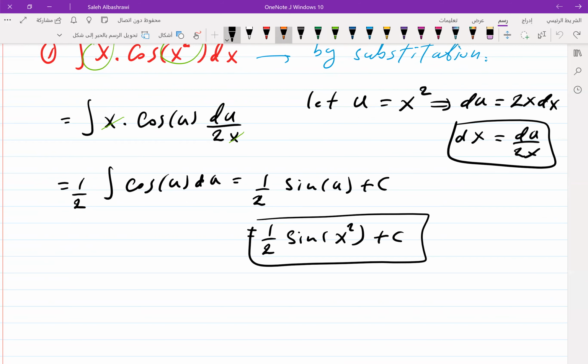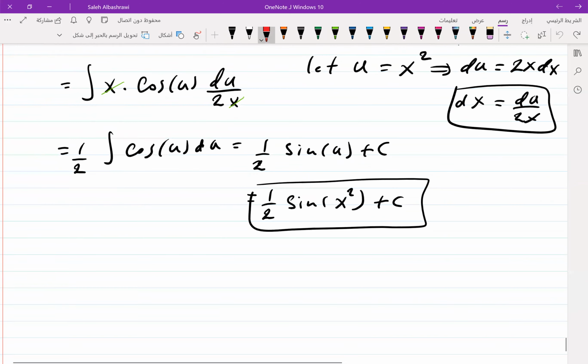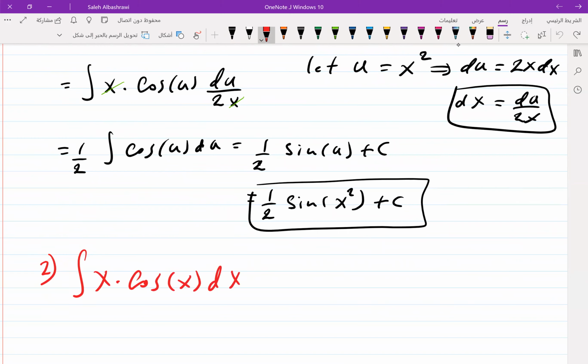Now, in some cases, the integration of x multiplied by cosine x dx. Now I have x and cosine x, which means the first x is not the derivative of the second one. If I have this variable x to the power 1 and cosine x to the power 1, I cannot apply integration by substitution. We cannot find it using integration by substitution. So I'm going to use a different technique to find the integration, and that one will be integration by parts.